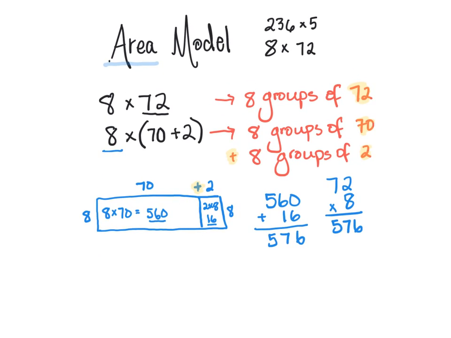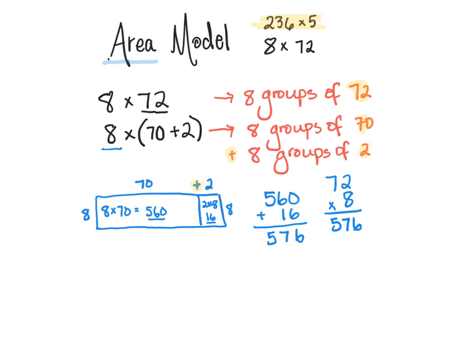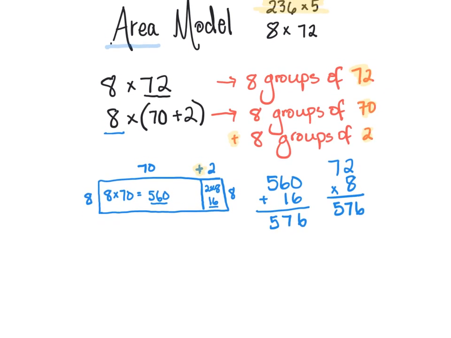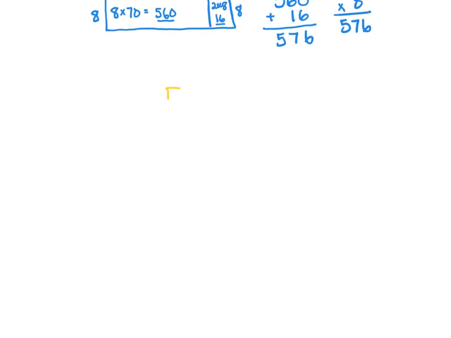Okay, now let's go ahead and take a look at a 3-digit by 1-digit number. So if we go back to the top, we have 236 times 5. We're going to do the same thing that we just did with the 2-digit by 1-digit. So I'm going to go ahead, let's see, 5 times 236. Oops, I did yellow again. 5 times 236. Okay? And when you write it vertically, it would look like this.